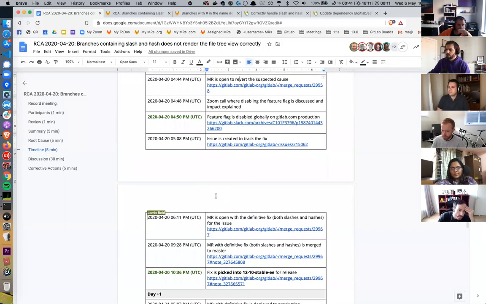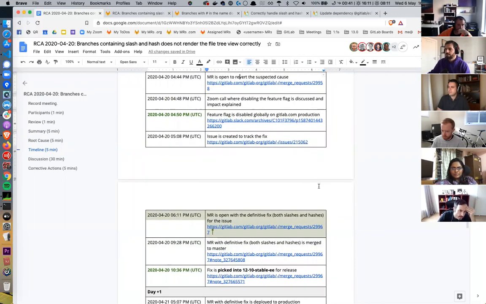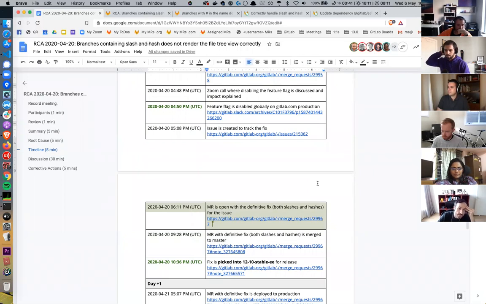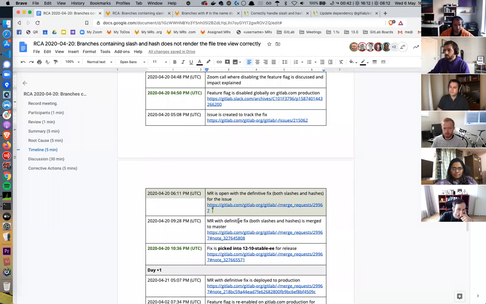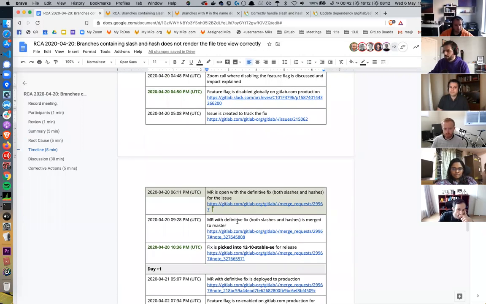We started working also on a merge request with the definitive fix. Something that we identified as soon as we pulled in the engineer that worked on this is that the merge request we were reverting wasn't actually the cause, and it made sense because it had been online for several weeks by the time that it was reported. Then we identified this dependency update that was very recent, deployed to production, and that was a far more clear candidate responsible for this problem.